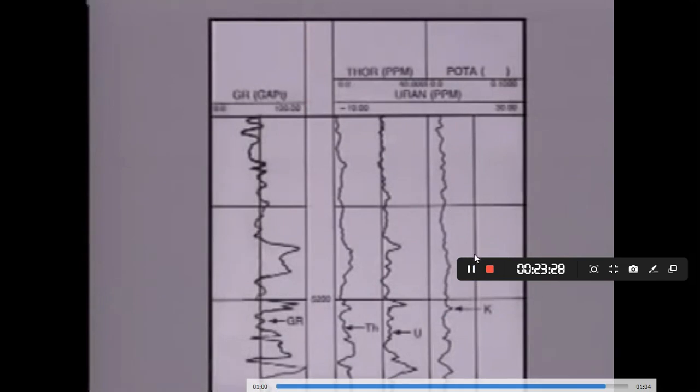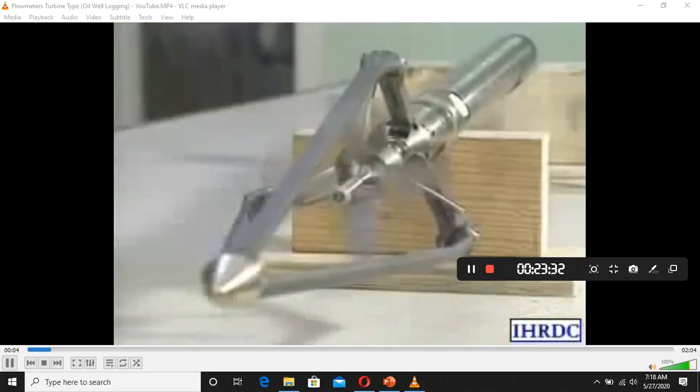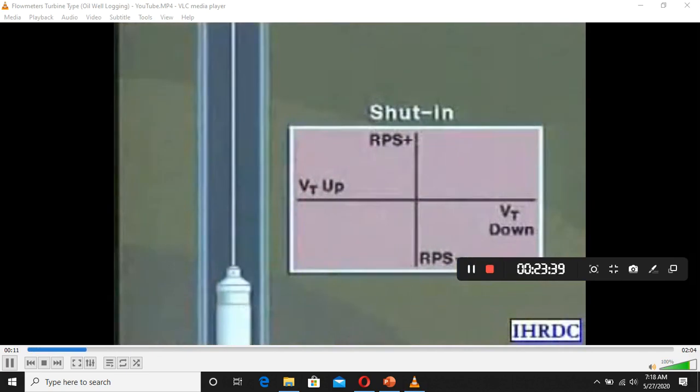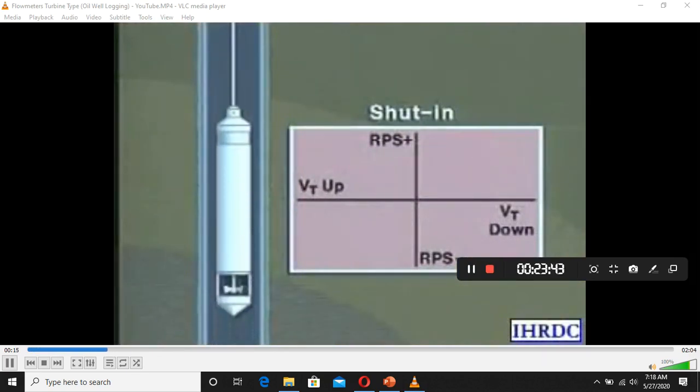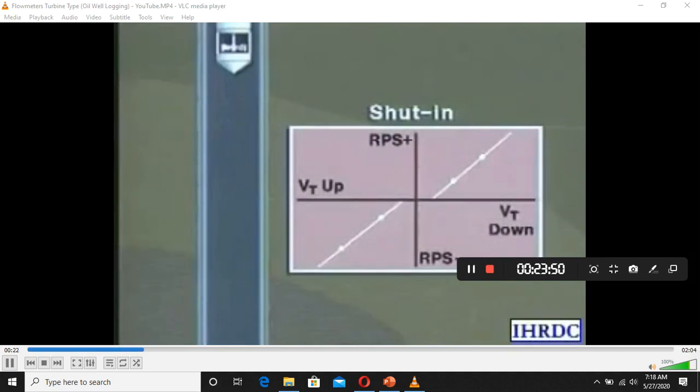The spinner responds to the bulk flow rate, even in multi-phase flow. A turbine or spinner rotates as a function of the rate at which fluids flow past it. If the spinner response in a static fluid is plotted in revolutions per second for several logging speeds, both up and down, the relationship is linear. The lines do not, however, go through the origin. The cause of this shift is the viscosity of the fluid. Greater viscosity tends to cause a greater shift.